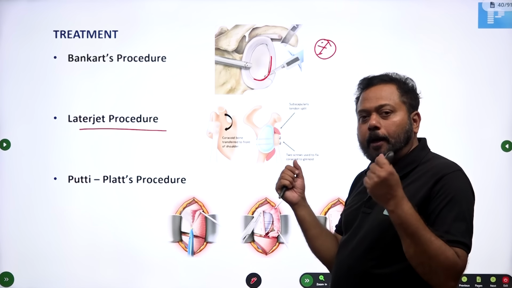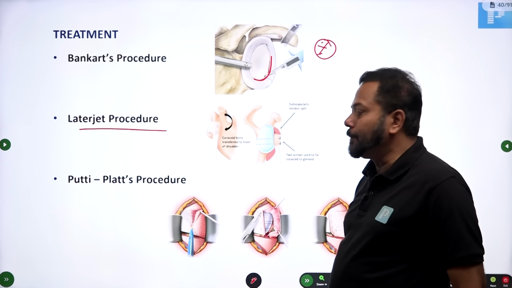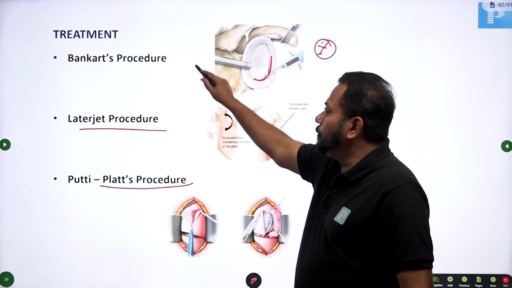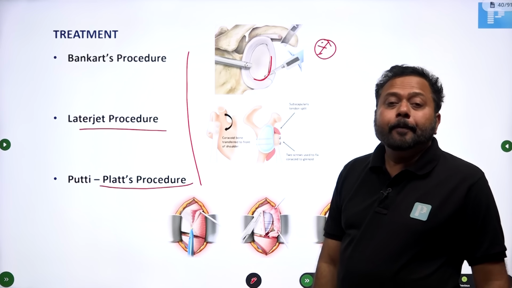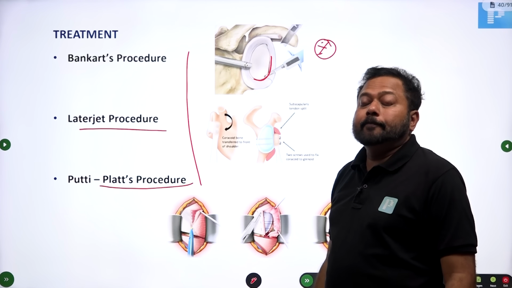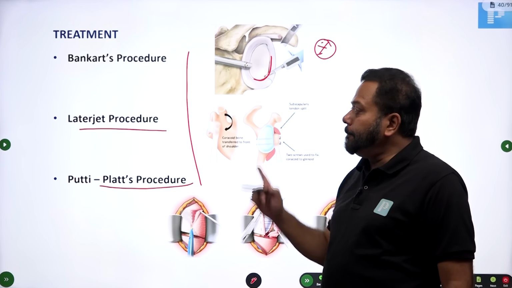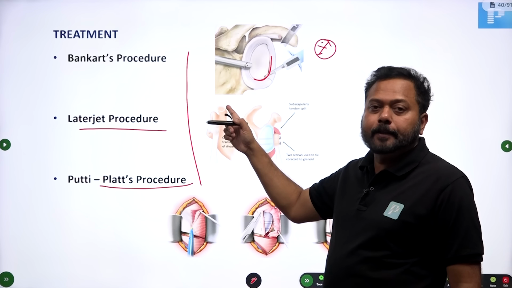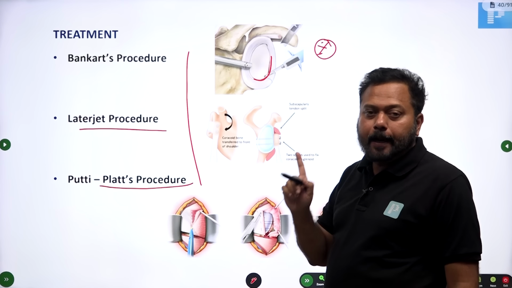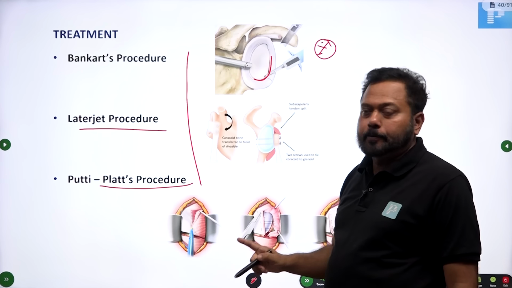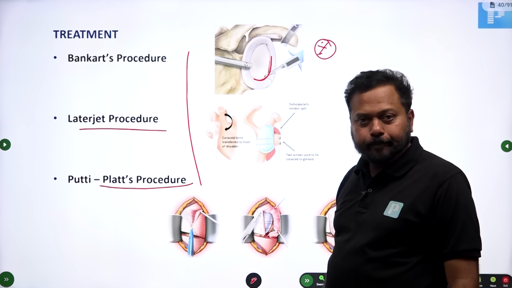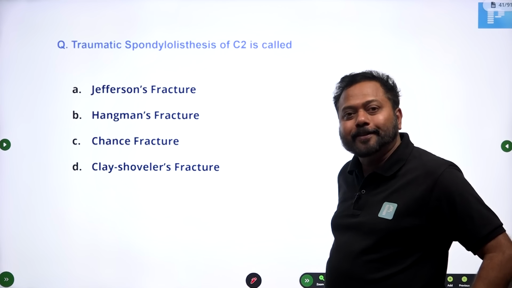When you double breast the subscapularis muscle, that is called Putti-Platt's procedure. So there are more than 13 to 15 names there. Repeatedly asked, no, you should not forget this name. Bankart's procedure, Latarjet procedure, Putti-Platt's procedure. UG should know these three. Okay, we'll move on to the next question.